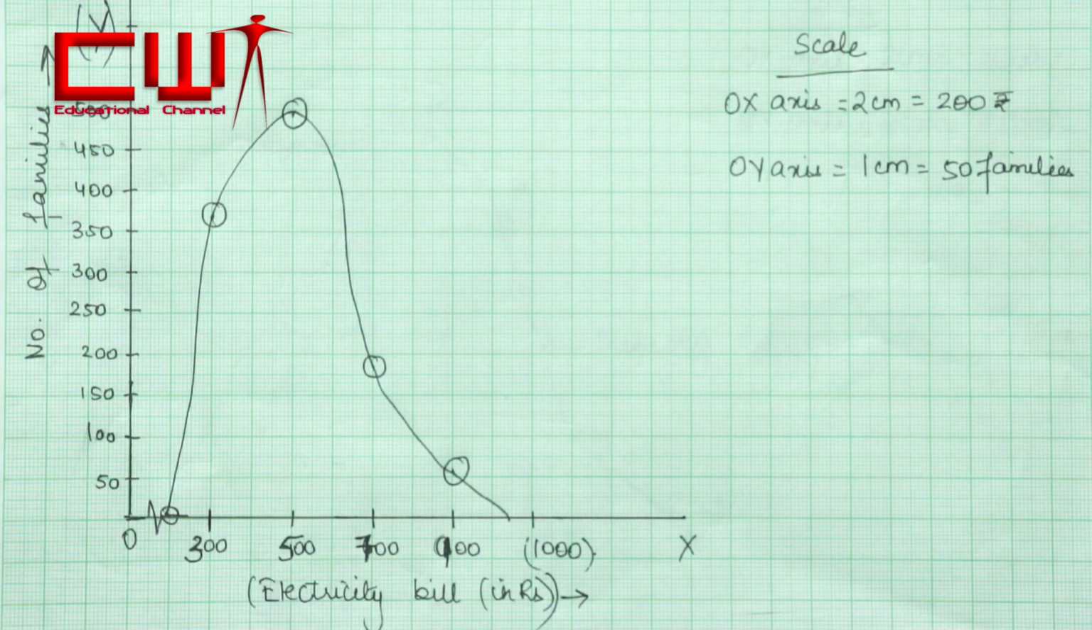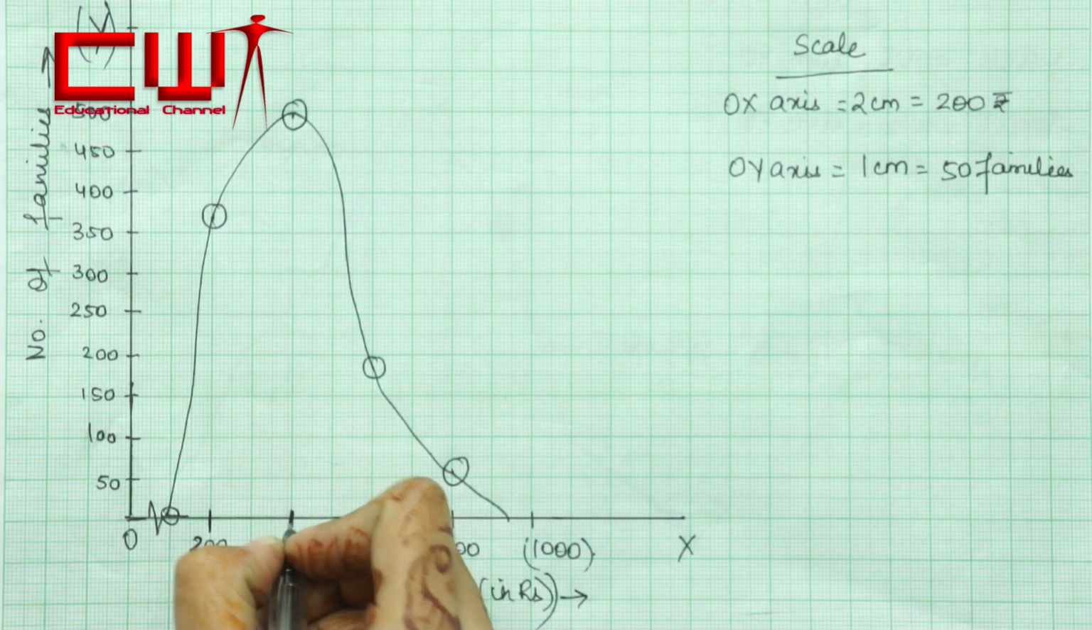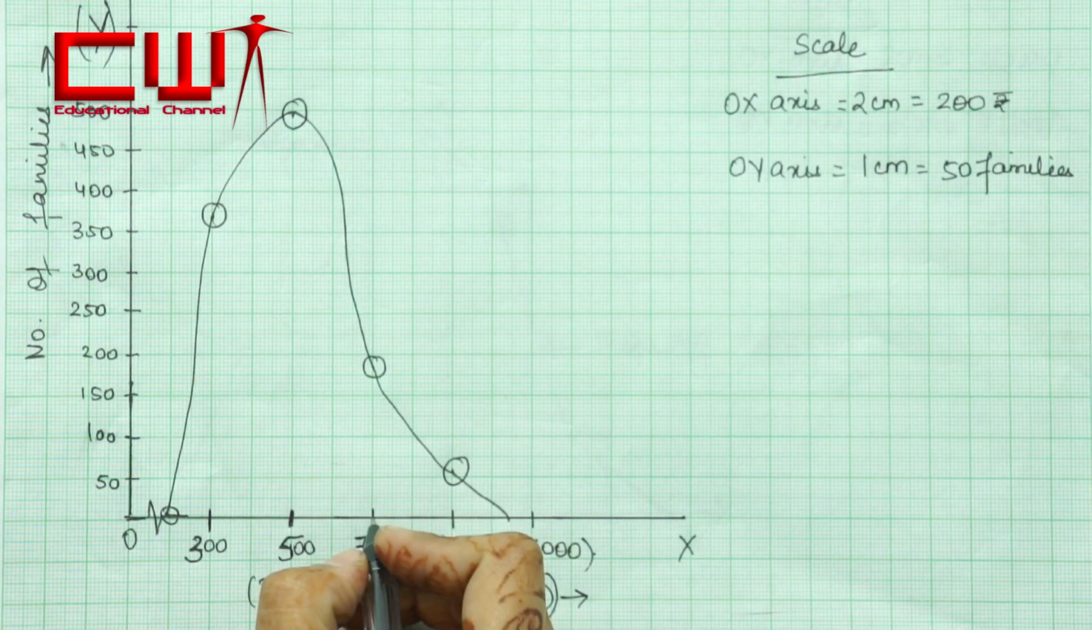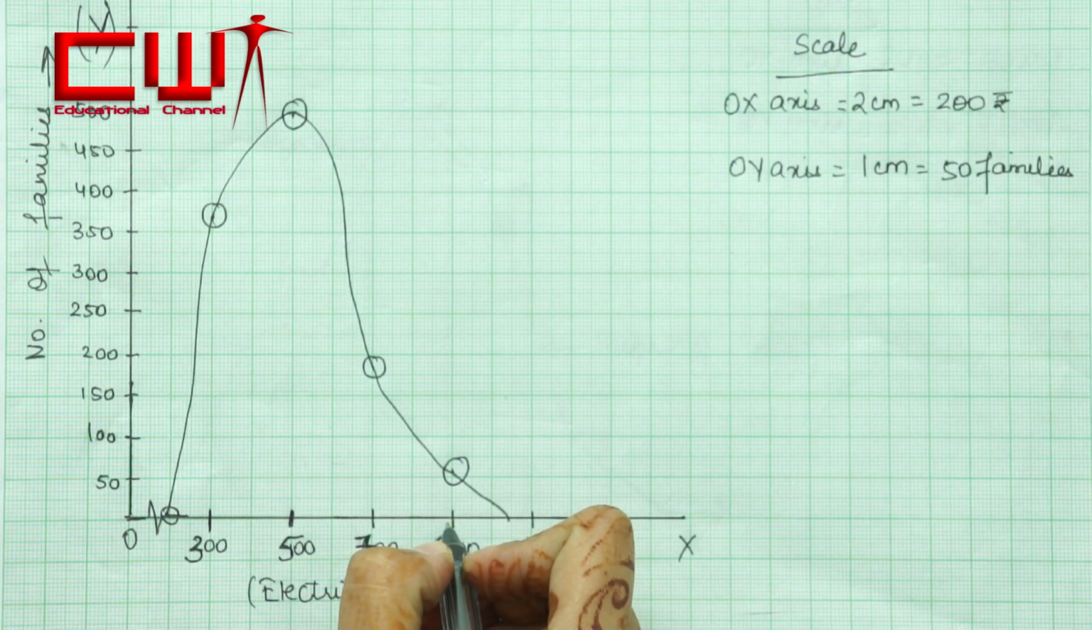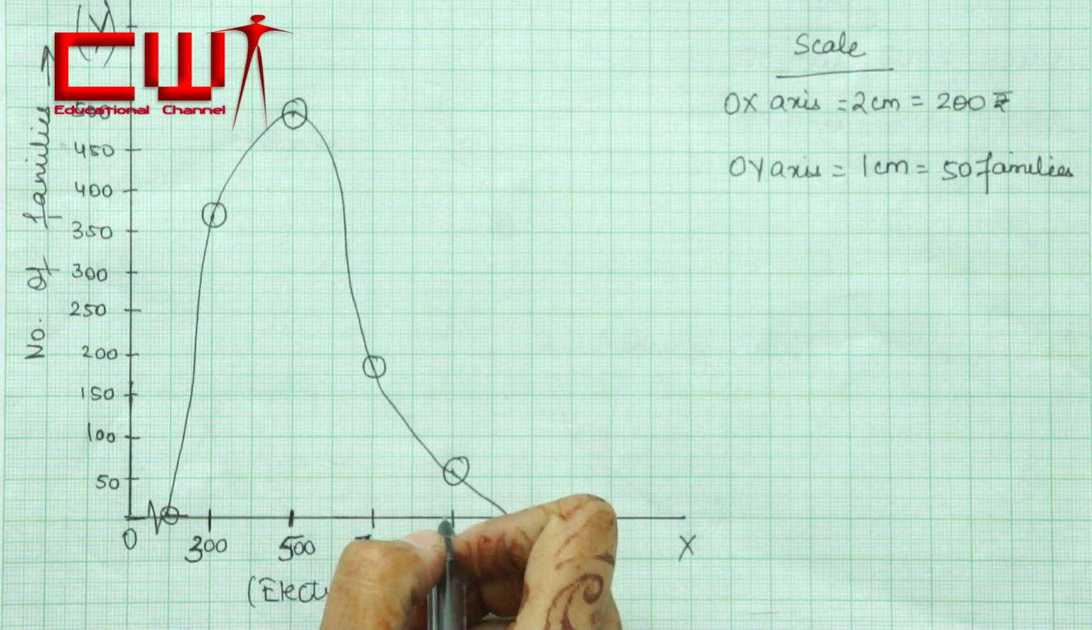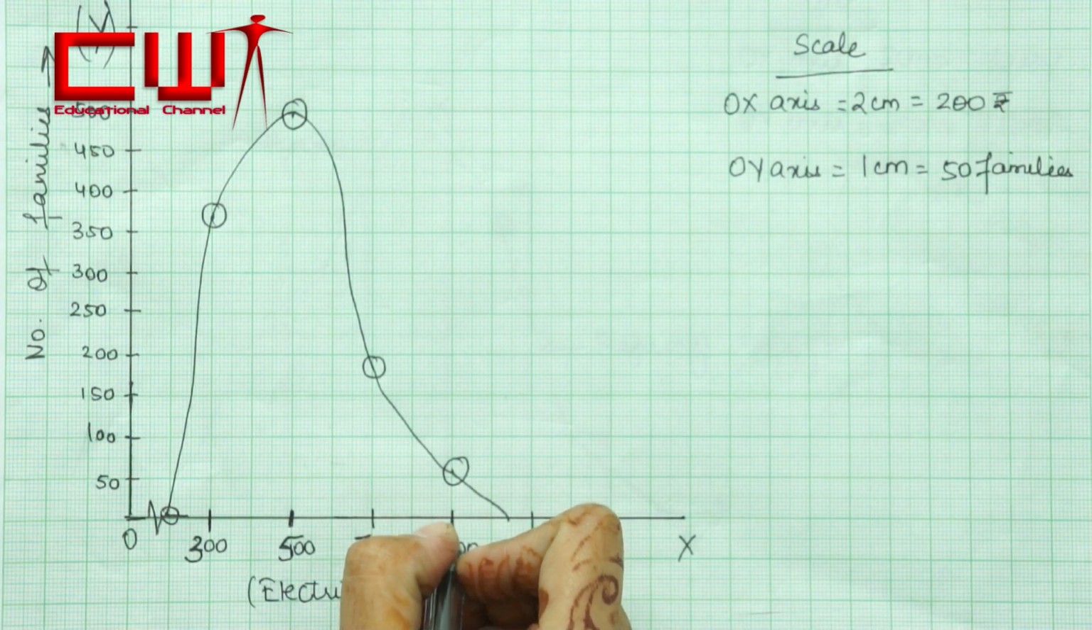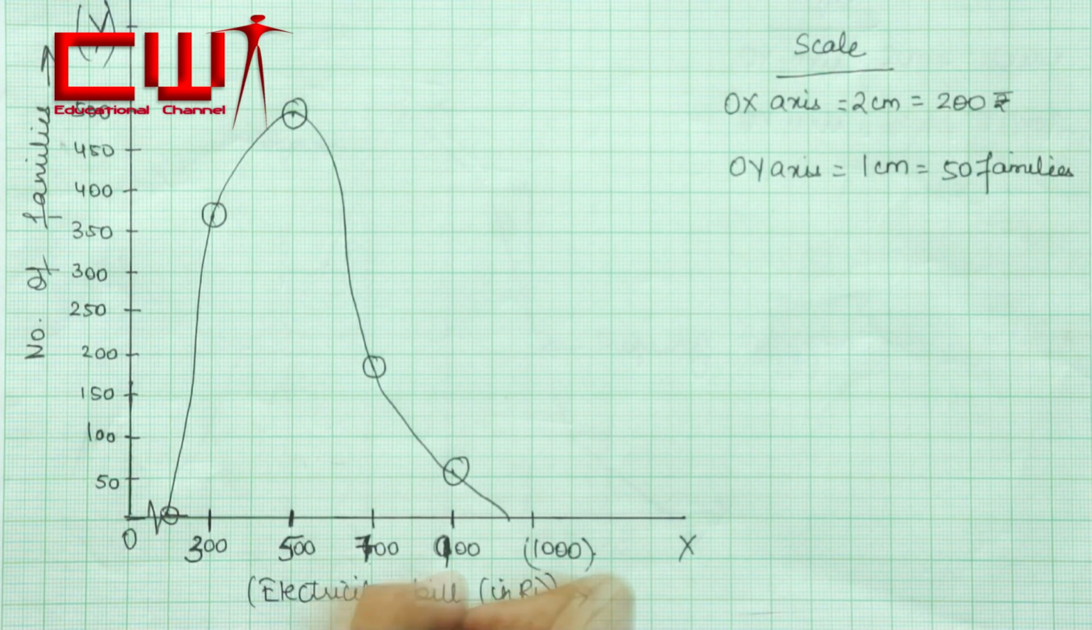We will take all the midpoints, right? 300. Then you have 400 to 600. You will take 500, the middle point. Then you have 600 to 800. You will take 700. Then you have the last, that is 800 to 1000. So you will take 900 as the midpoint on the OX axis.